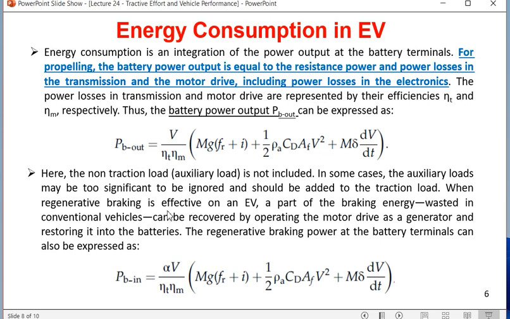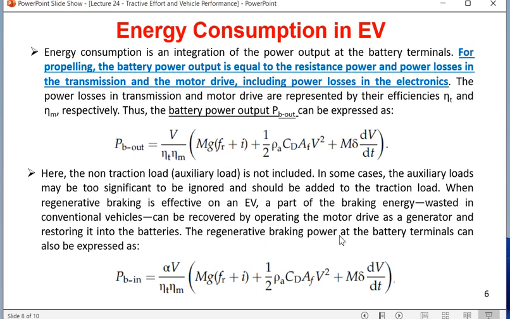When regenerative braking is effective in the EV, that means PB in is produced, a part of the braking energy wasted in conventional vehicles, because conventional vehicles are using mechanical braking. There the traction braking power is wasted, but in case of EV, we are not wasting the braking energy. Actually we are producing some energy when the vehicle is braking. So part of the braking energy generally wasted in conventional vehicles can be recovered by operating the motor drive as a generator and restoring it into batteries.